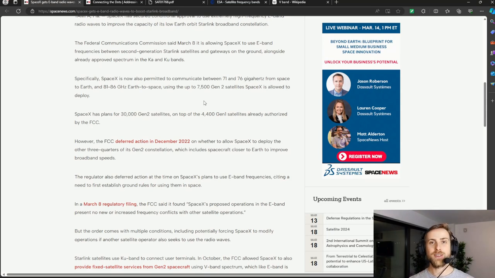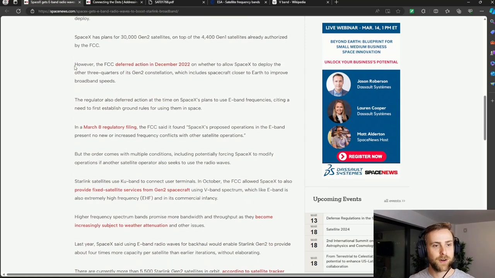We have all of these other constellations. There's OneWeb, there's Kuiper, there are whatever constellations the top Chinese companies are going to put into space, top Russian companies, top Indian companies. So there's going to be just more. The number of satellites in space is going to explode.